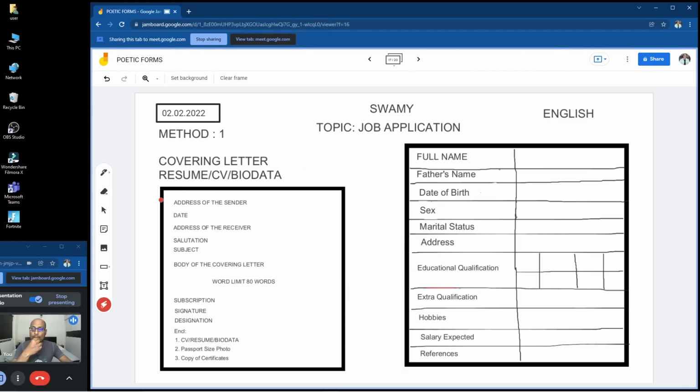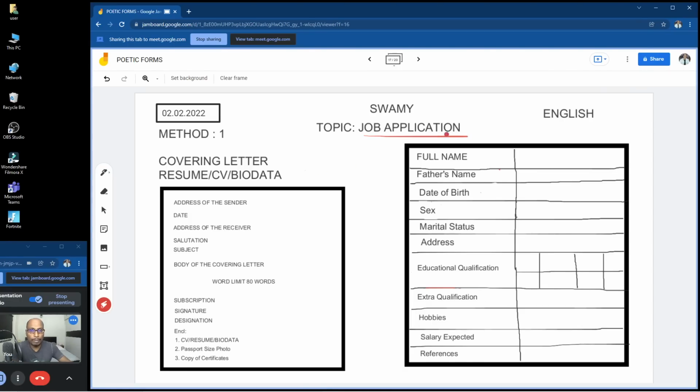In class 12, the job application is for 5 marks, and we have to write the job application in the format covering letter, and we have to attach resume or CV, or we can call it a biodata in Indian language. So in class 12 English, you have job application.